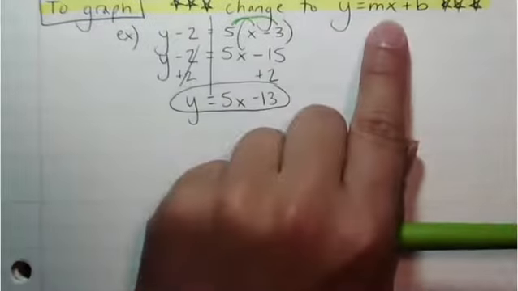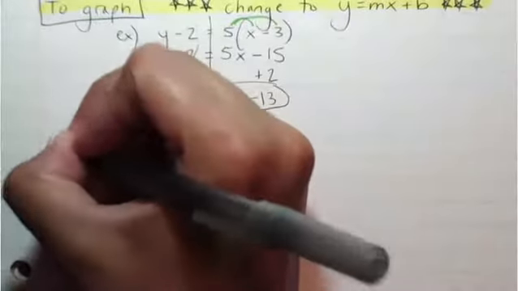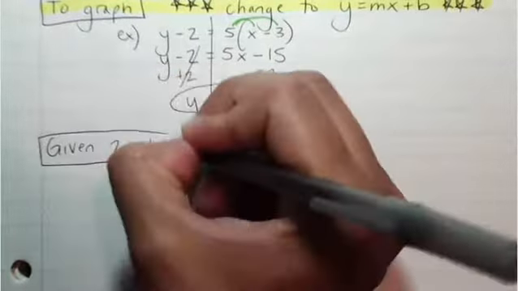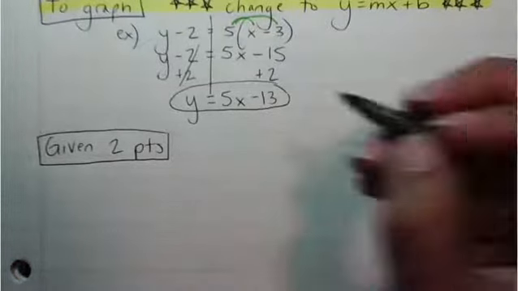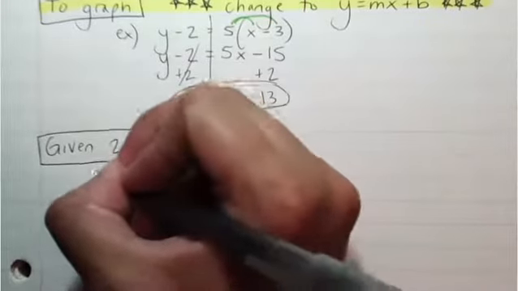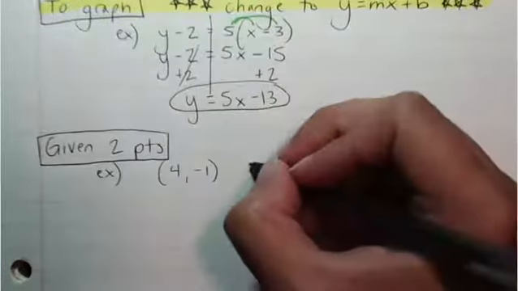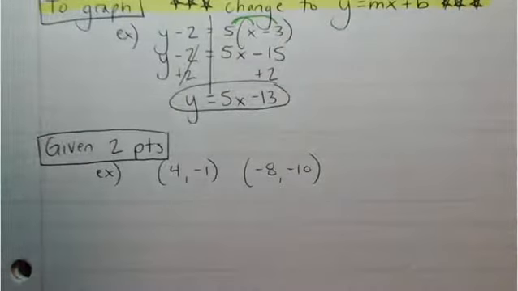Okay, so again, whenever we graph anything, we need to change it to slope-intercept form, which is y equals mx plus b. Now, what happens if they give us 2 points? So they don't give us a point and a slope, they give us 2 points. For instance, let's say 4, comma, negative 1, and negative 8, comma, negative 10. They give us these 2 points and say, okay, what is the equation in point-slope form?